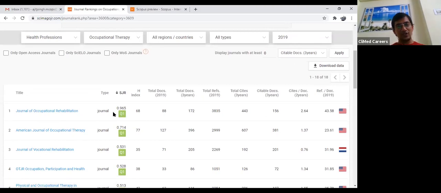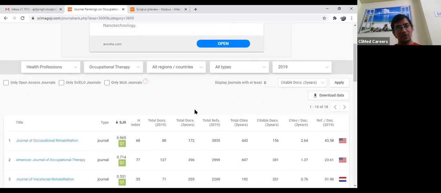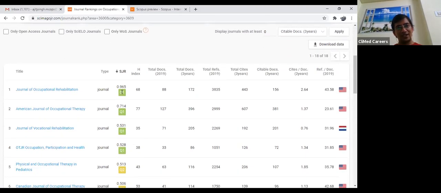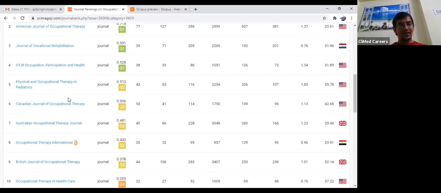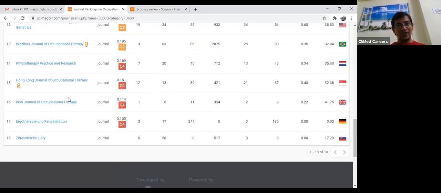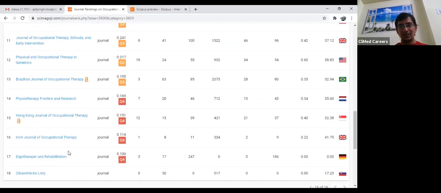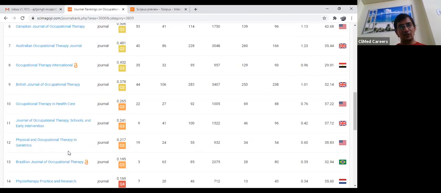So you can see here, why the Scimago journal list is very good, because it will show you the quartiles, the H index of the journal, the total citations, the impact factor, and where it is getting published. It is from Britain. So in this list, only 4 journals are Q1. That means in occupational therapy, there are only 18 journals, 16 or 18 journals.